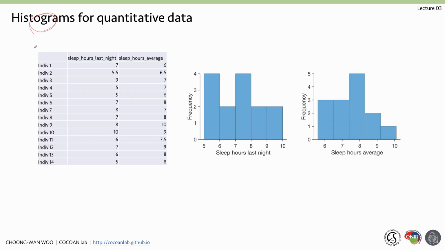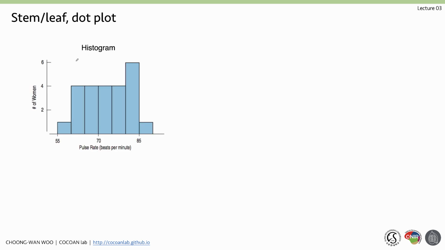We want to see the raw data, and for quantitative data, a histogram is a good way to show it. This was the data that I showed you last lecture, which I got from last year's students: sleep hours last night, and average sleep hours. I actually used a histogram in the previous lecture. So this is a histogram, and there are other types of plots you can use for this type of data.